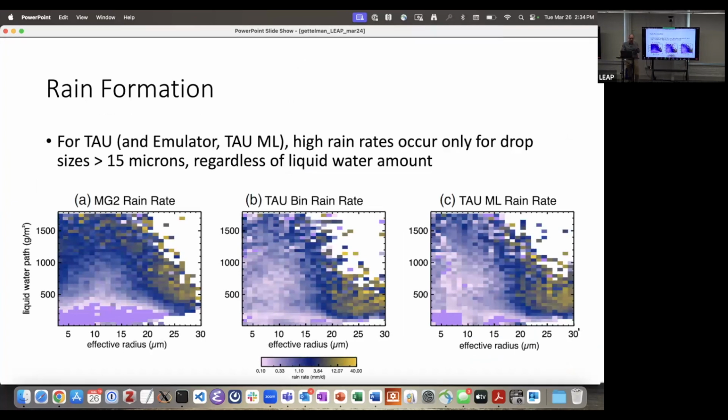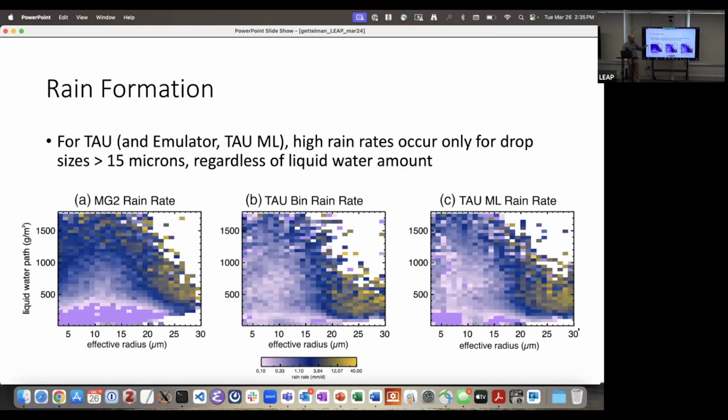This is one of the more interesting results, which is kind of nice. So this is the control rain rate, and rain rate is a function of liquid water path and effective radius. What this says is that for high liquid water path, regardless of the size of cloud drops, you get significant rain rates. That's these tan colors here, high rain rates. This is not really physical because if you have a lot of little drops, they don't tend to fall.